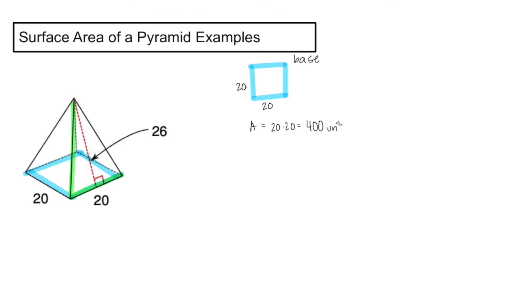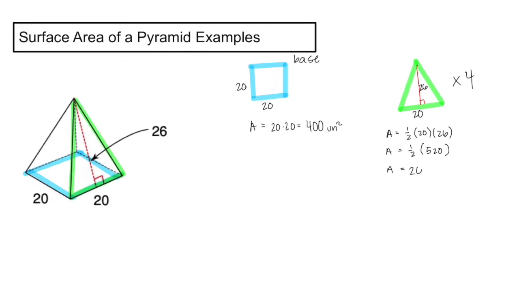Now again, we have a regular polygon as our base, so I know that all 4 of these triangles are exactly the same. So again, I'm just going to find my area of the triangle using the base of 20 and the height of 26. 1/2 times base times height, 1/2 times 20 times 26, and I find that my area of one of these triangles is 260. And then I can multiply by 4 because I have 4 triangles, and I find that the total lateral area, the area of all 4 triangles together, is 1,040 units squared.